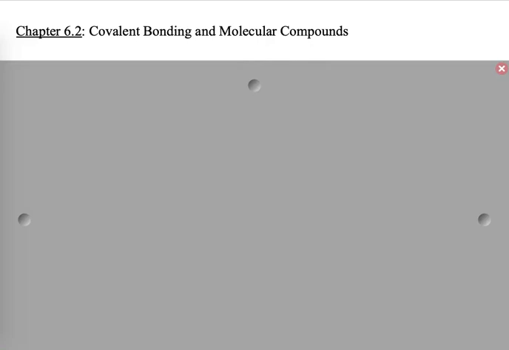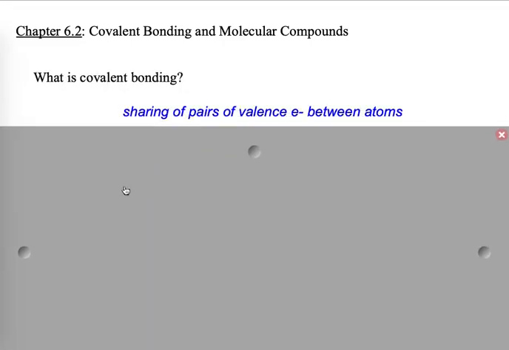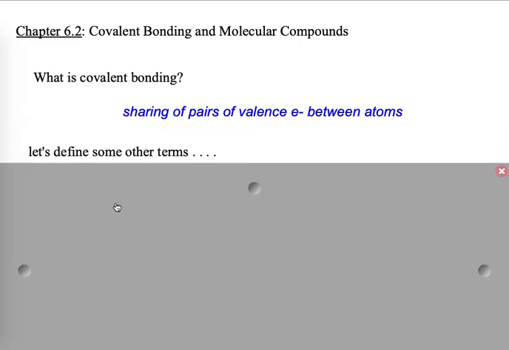In this video, I'd like to talk about covalent bonding and molecular compounds as described in Chapter 6.2 of your textbook. Quick review. What is covalent bonding? It is the sharing of pairs of valence electrons between atoms. And now let's define some other terms.